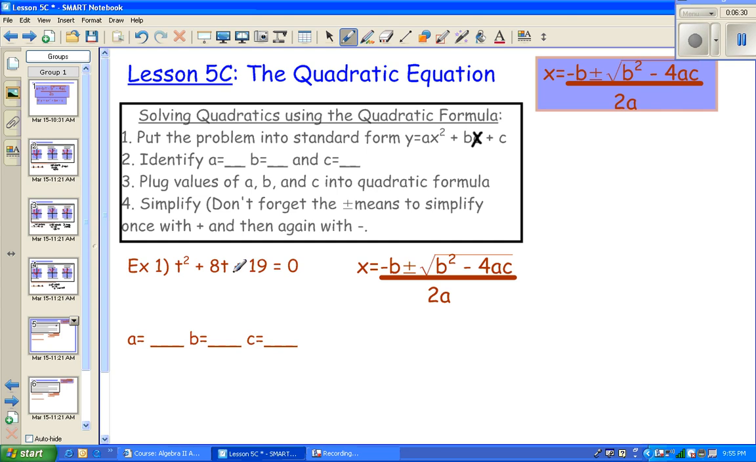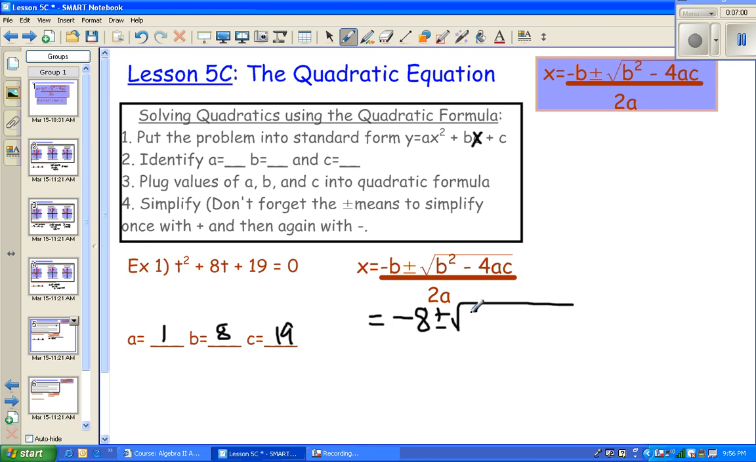Alright, so here, is this in standard form? Yes, it is. ax squared plus bx plus c, or at squared plus bt plus c. So you identify your a, your b, and your c. Take those values and plug them in. So it's going to be a negative, and then your b value, which is 8, plus or minus. And that plus or minus is important because that's what's going to give you the two solutions.